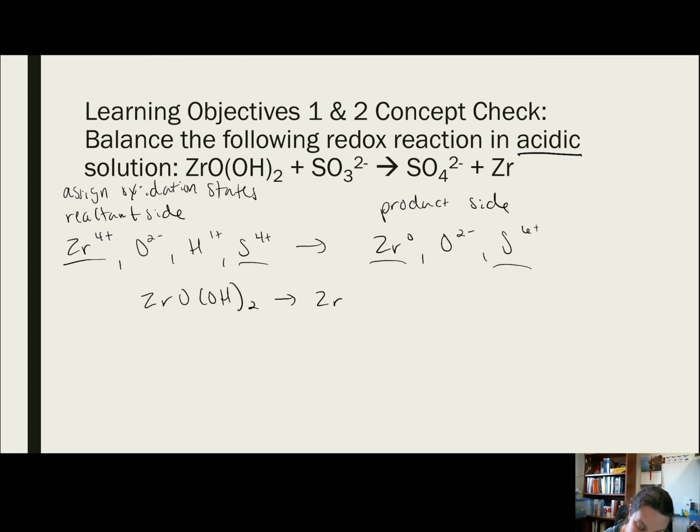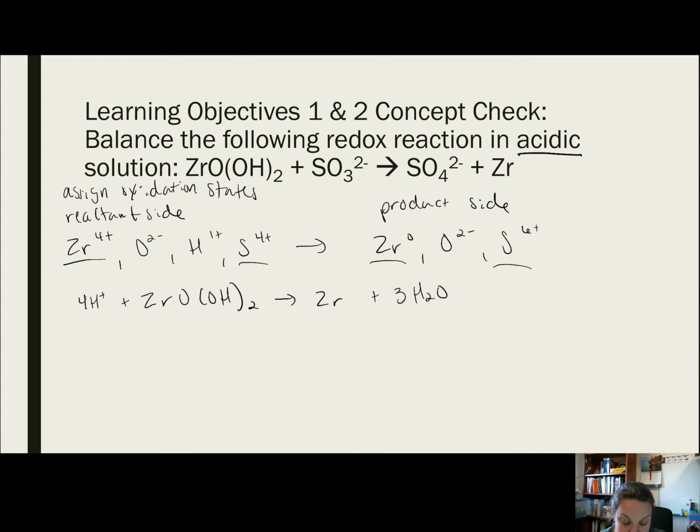Let's go ahead, balance this one out. For every oxygen we have, we need to add that many waters. We have 3 oxygens on our left side, 0 oxygens on our right, so we're going to add 3 waters. And then we need to balance out our hydrogens. On our left we have 2 hydrogens, on our right we have 6. So we need to add 4 H plus to our left.